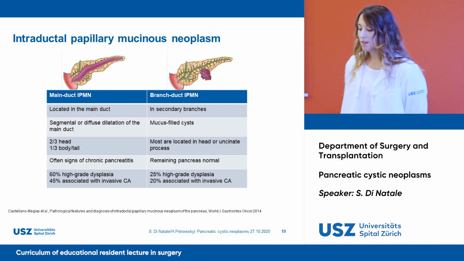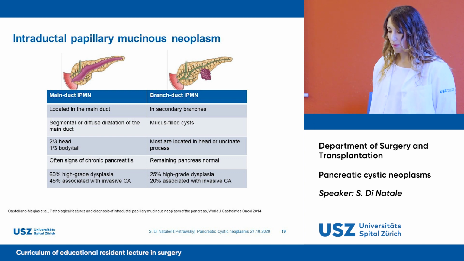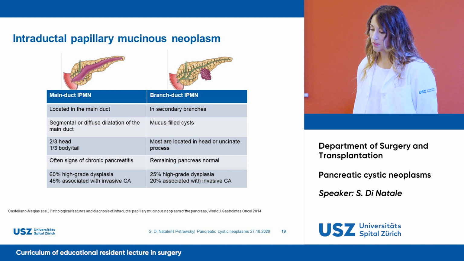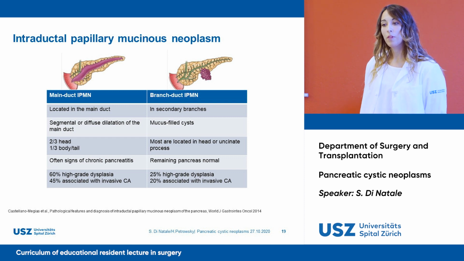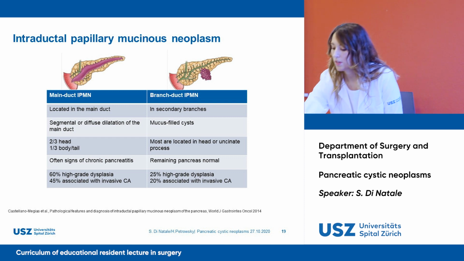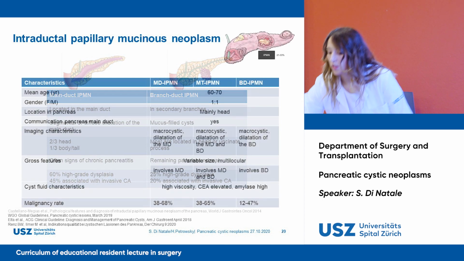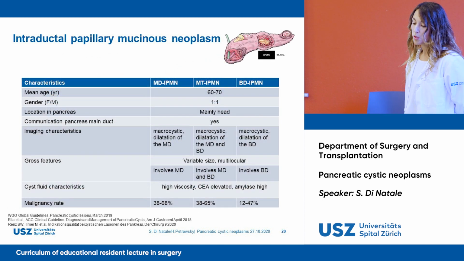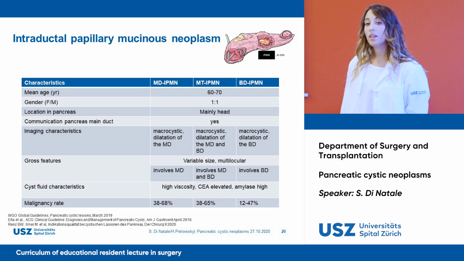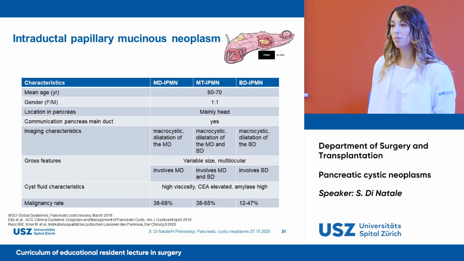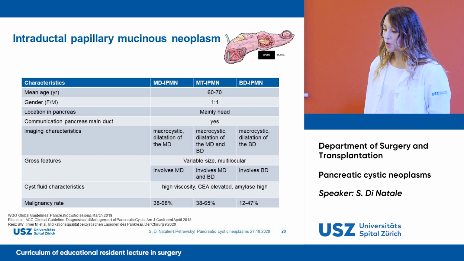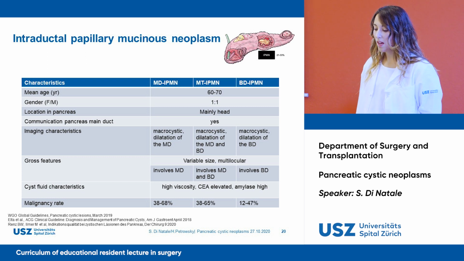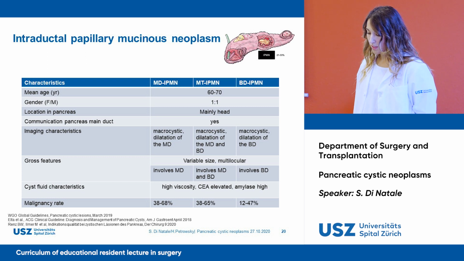Branch duct IPMNs are located in the secondary branches and present as mucus-filled cysts. They are mostly located in the head or the uncinate process. 25% are associated with a high-grade dysplasia and 20% with invasive carcinoma. So IPMNs are mostly seen in patients between 60 and 70 years of age, and in contrast to the other three pancreatic cystic neoplasms, there is no female predominance. The cyst fluid analysis shows a high viscosity as well as a high CEA and a high amylase level.